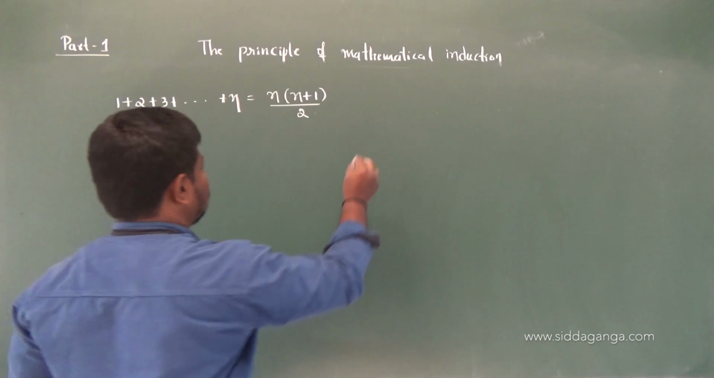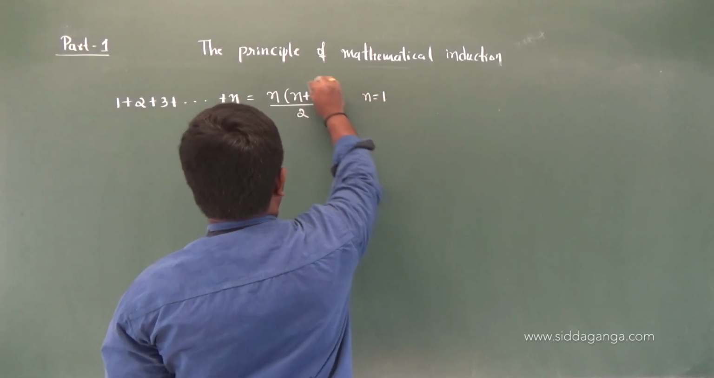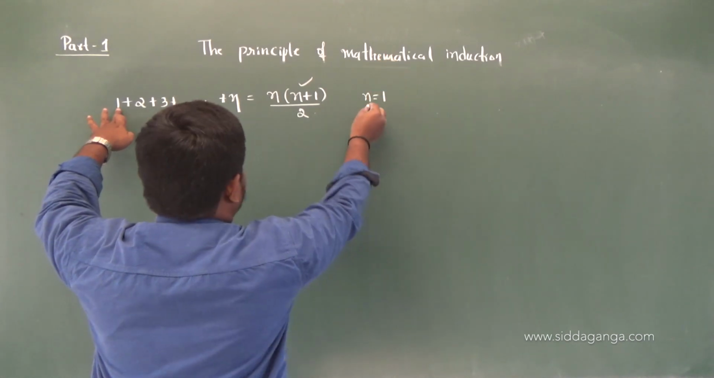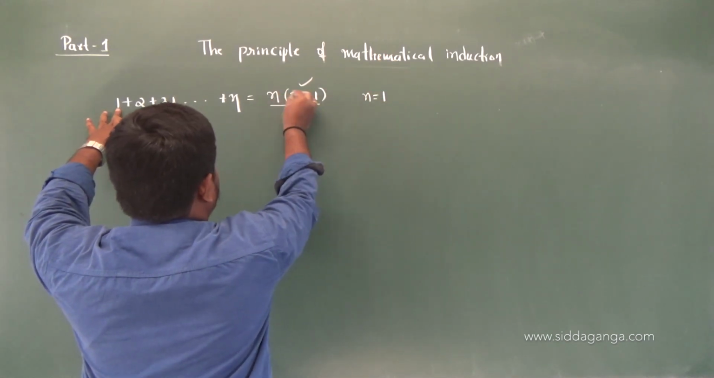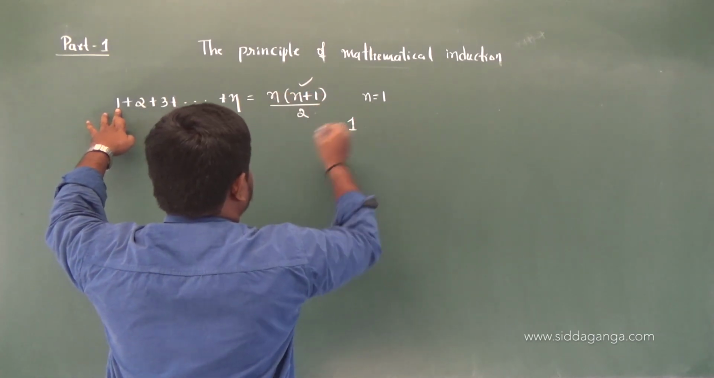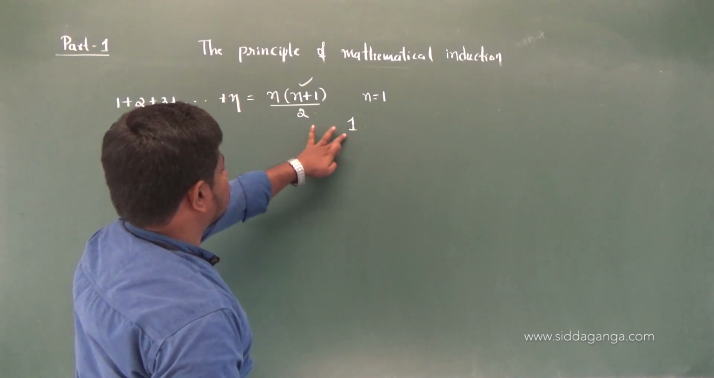For example, if n is equal to 1, this gives what? The sum of first one natural number. You mean the sum of first one natural number is 1. Substitute n is equal to 1 here: 1 into 1 plus 1 by 2. So 2 gets cancelled, you get 1. The sum is 1. That's what, LHS is equal to RHS.